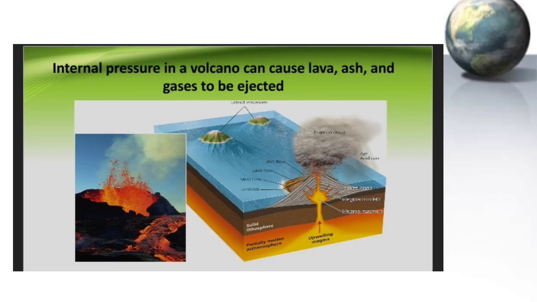Next one, internal pressure in a volcano can cause lava, ash, and gases to be ejected. The image illustrates a volcanic eruption, showing how internal pressure builds up within a volcano. This pressure, caused by rising magma, or molten rock, and trapped gases, eventually overcomes the strength of the surrounding rock, leading to an eruption. The diagram depicts the ejection of lava, ash, and gases, along with other volcanic hazards like pyroclastic flows and landslides. The image also shows extinct volcanoes, highlighting the different stages of volcanic activity.